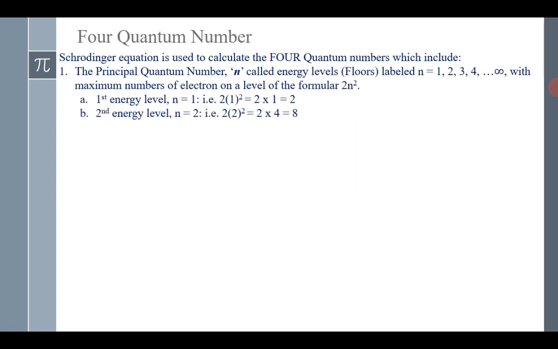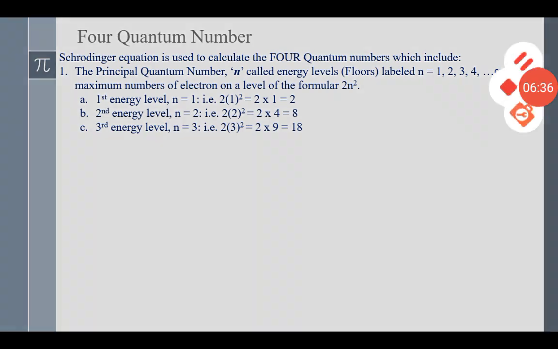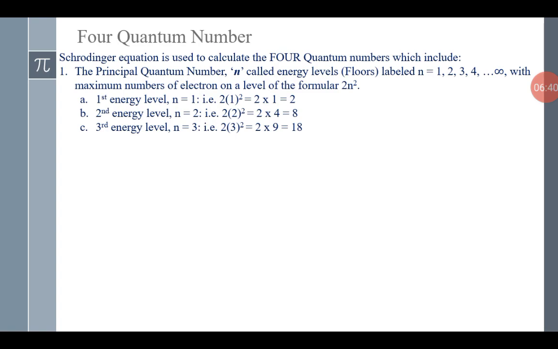The second energy level can take 2 by 2 raised to power 2. That's 2 times 4, that's 8. The maximum number of electrons you can find on the second energy level is 8. And then the third energy level, when n is equal to 3, the maximum number of electrons you can find on it is 18, since you have 2 times 3 raised to power 2, which is 2 times 9, 18.